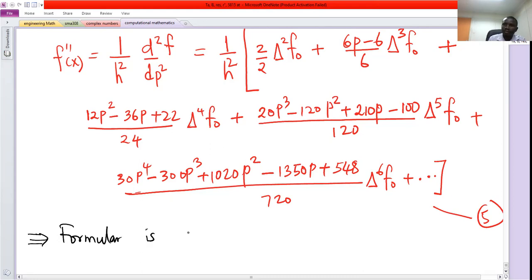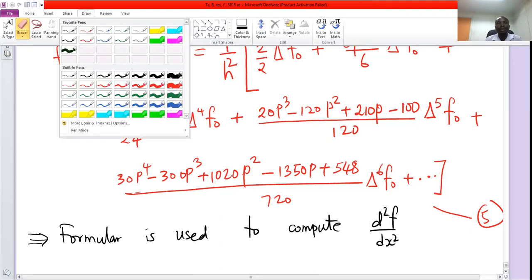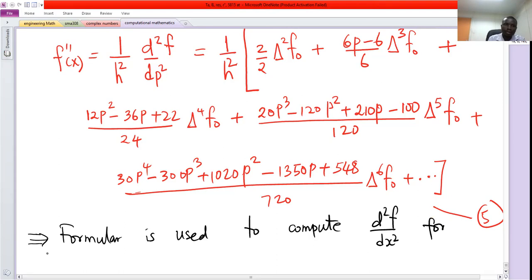is used to compute the second derivative of the function with respect to x for non-tabulated values of x. That means that you'll be asked to find the second derivative at a value of x which is not among the values given in the table, for non-tabulated values of x.